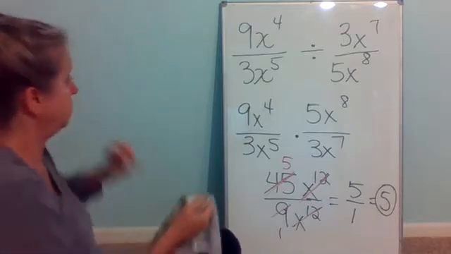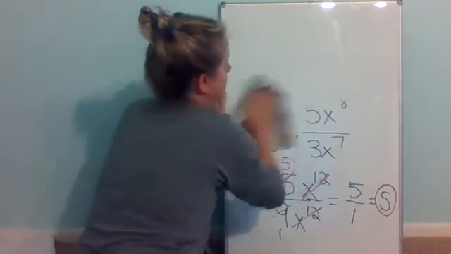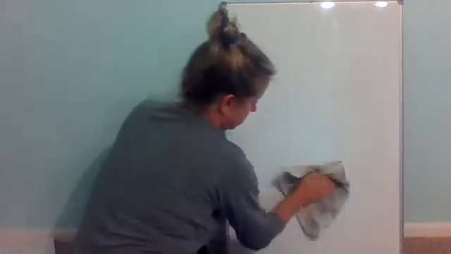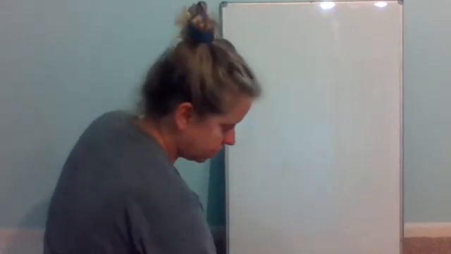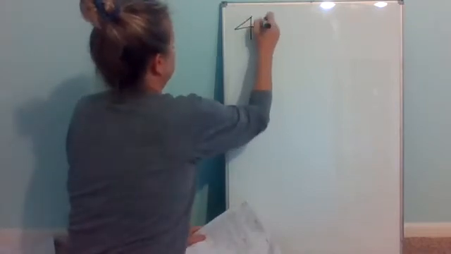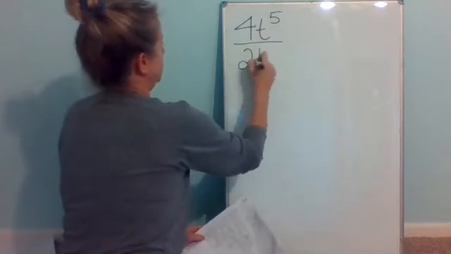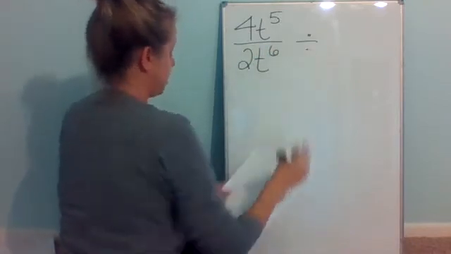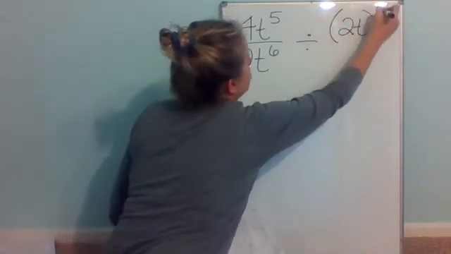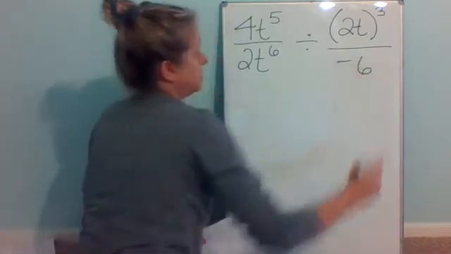All right, moving along. Number 5, you've got 4t to the 5th over 2t to the 6th divided by 2t in parentheses to the 3rd power over -6.